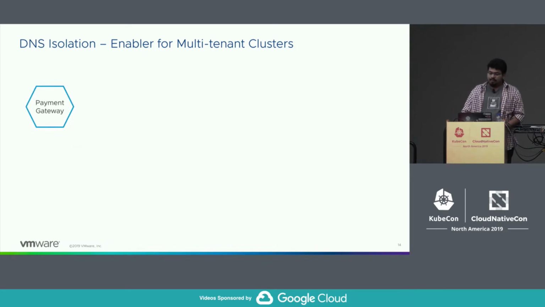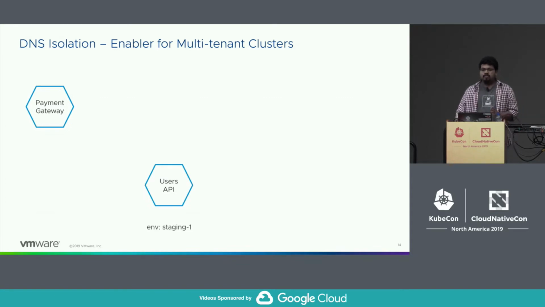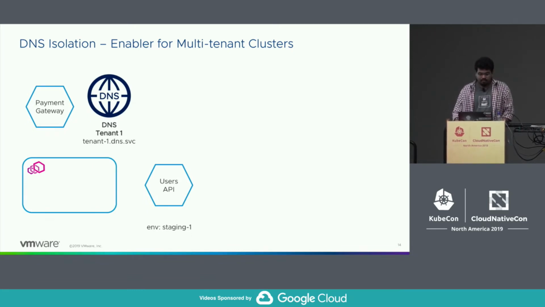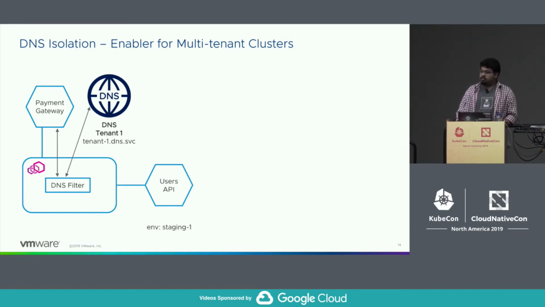So how does this look in real? For example, we have the payment gateway service here, and it wants to access the users API service. All of this is a part of the staging1 deployment. We have a tenant DNS server here, and the Envoy proxy, which is the sidecar proxy for the payment gateway. Here is an open source DNS filter that we used in order to get here. When the payment gateway sends a UDP request, or the DNS query, it gets trapped into the DNS filter in the sidecar proxy. Then the DNS filter forwards the UDP DNS query to the DNS server, and once it gets a response, it can connect with the users API.